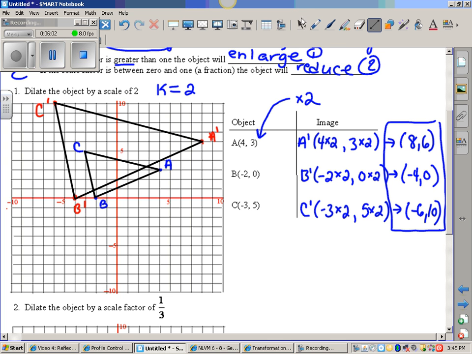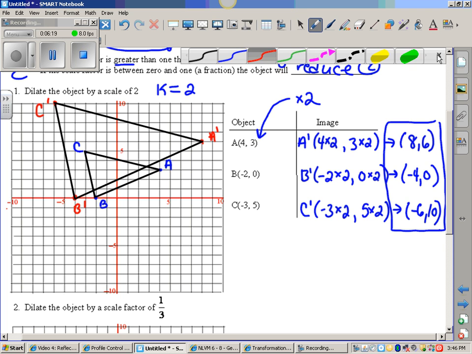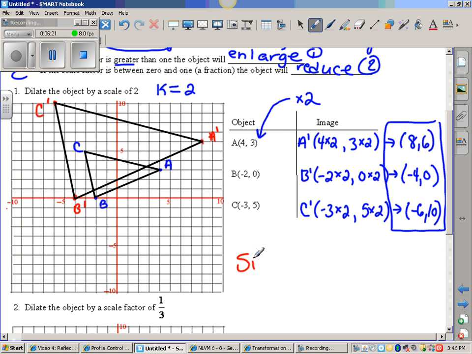Now, it's very important for you guys to understand that these two shapes are no longer congruent. Congruent means equal, means the exact same thing. These are not congruent. The side lengths are twice as long. But they may not be congruent, but they are similar. A dilation results in similar objects. All right, very, very important.